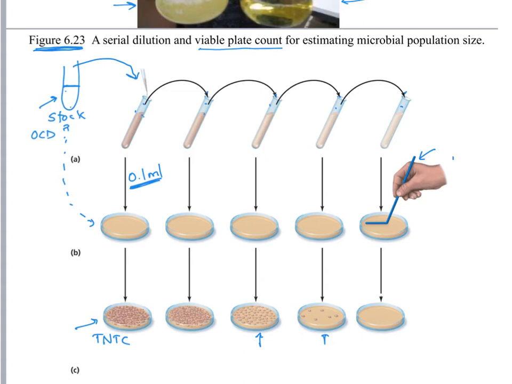We do what's called a spread plate. We should have practiced that in the very first lab, back in lab 2, where you use this glass hockey stick, we call it, to spread our cells around evenly on the probably tryptic soy agar plate, for example, or nutrient agar plate.